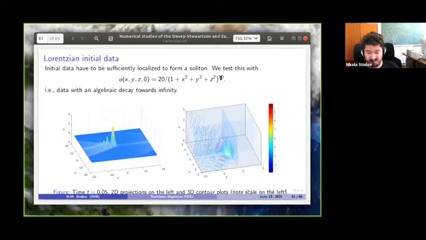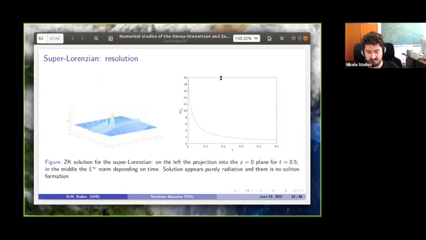This just decays into radiation. Notice the changing scale on the left: it starts at 6, the next one is 2. So this just decays into radiation. And on the right, I can track the infinity norm, so the height of the solution. I start at 20, which for sufficiently compact data will be plenty enough, and it just decays into radiation.